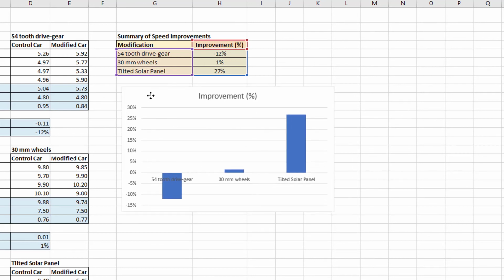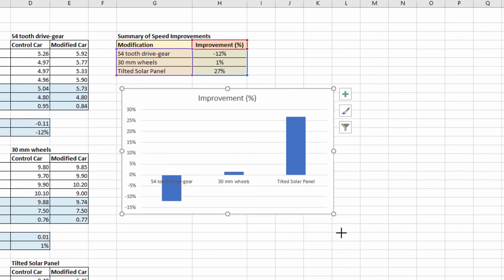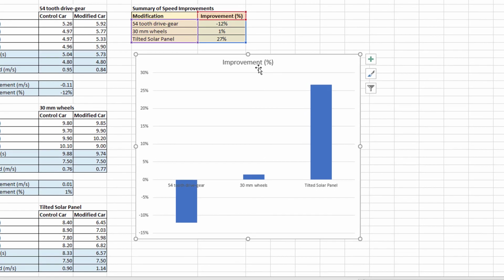And I'm just going to move that graph up to here, and maybe make it a little bit bigger. Okay, good. All right, now let me just tidy this up a little bit. So I'm going to click here in the title. I'm not going to just call it improvement percent, give it a better title. I'm going to say this is the effect of modifications to a solar car.